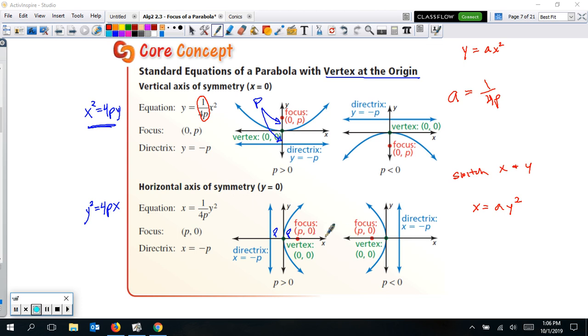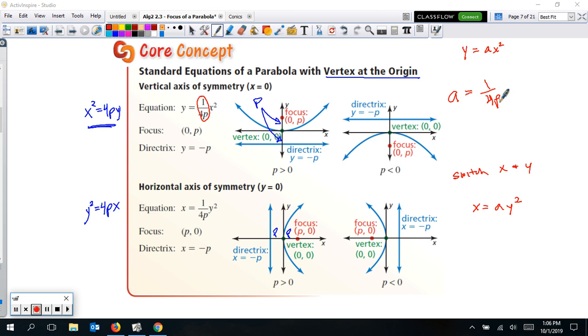Same thing over here when it's going to open this way. The p is going to be this way, vertex to focus point, or this way, vertex to focus point. Go from that. That's your p. Once you know your p, you can plug it into here, 1/4 times whatever p is, and simplify that, and that gives you what your a number is. Okay, so that's how you can write an equation of this.